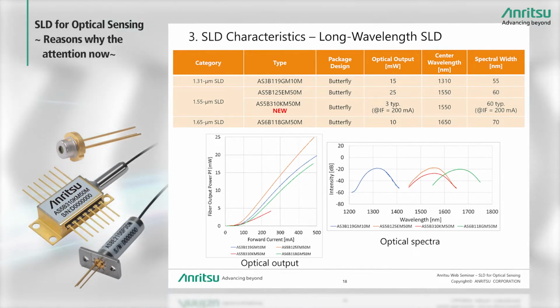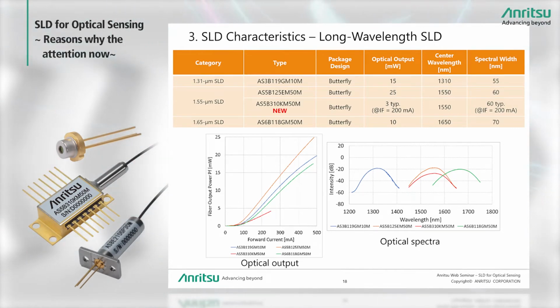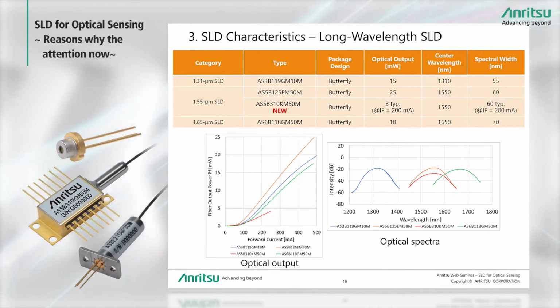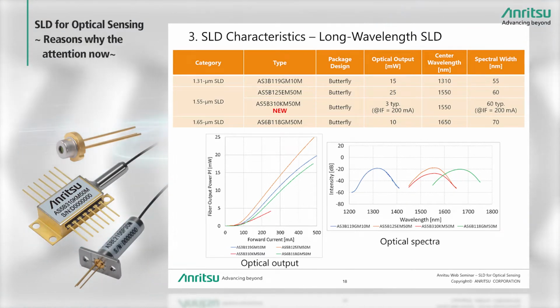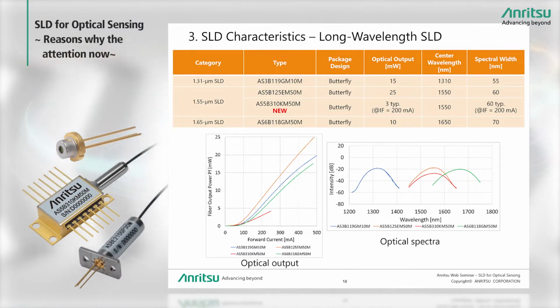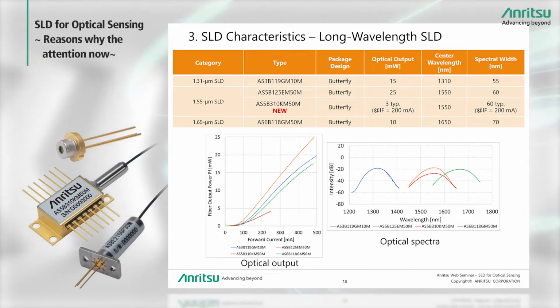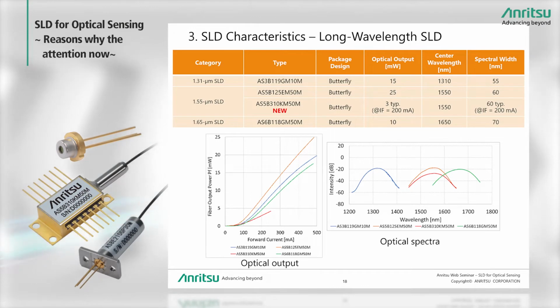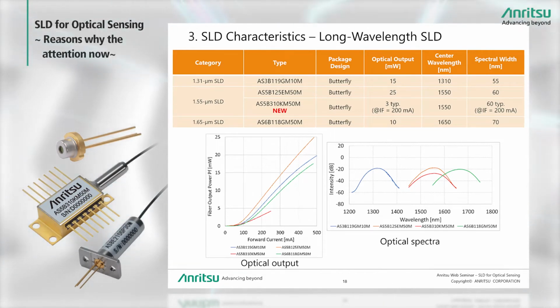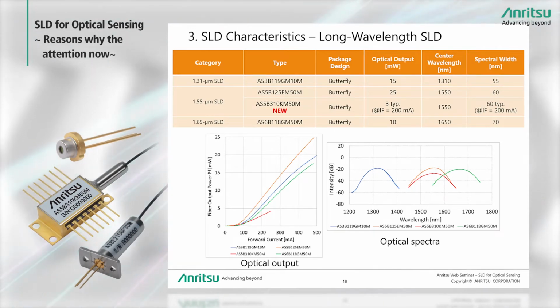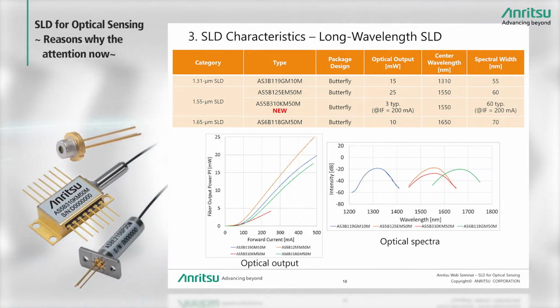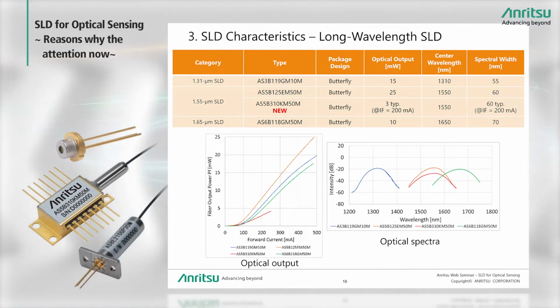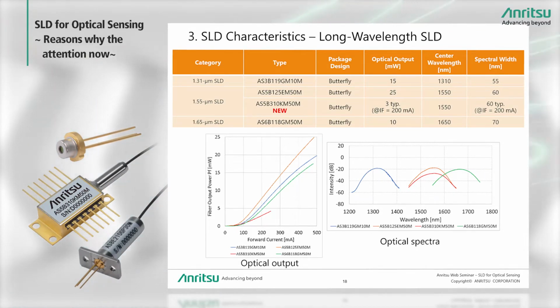The AS5B310KM50M, marked new, is a new product released in 2021. It is a reasonable version with a fixed forward current specification for customers not requiring high optical output. The wavelength and spectral width are the same as the above two products and, as explained previously, the coherence length is the same, with about the same resolution for interferometry.